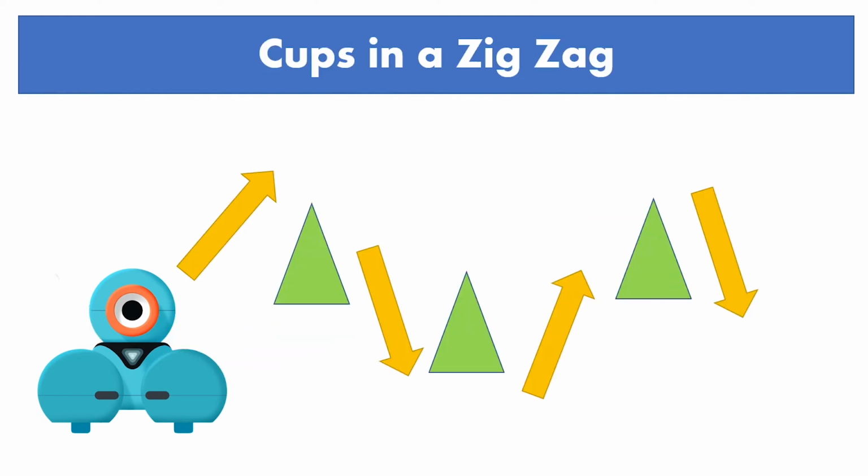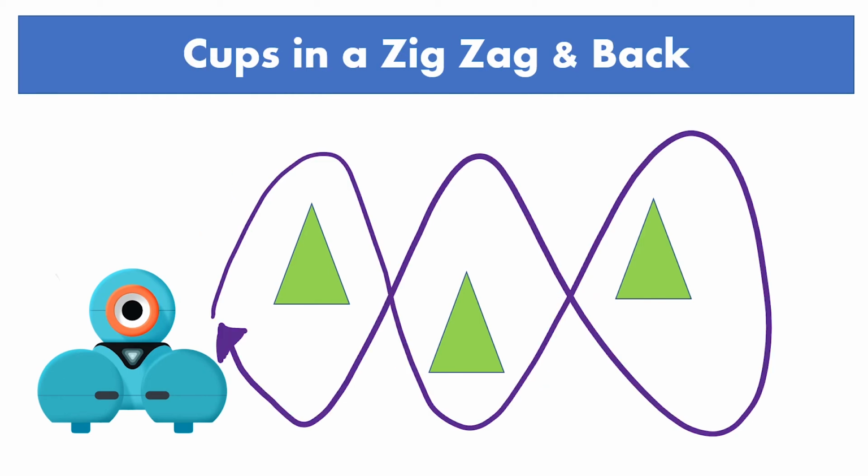The next task is have Dash move in a zigzag fashion around the cups that you have been provided. Once Dash has moved from one point to the other at the end of all the cups that you've set up as obstacles, then program Dash to come all the way back to that home or beginning spot.